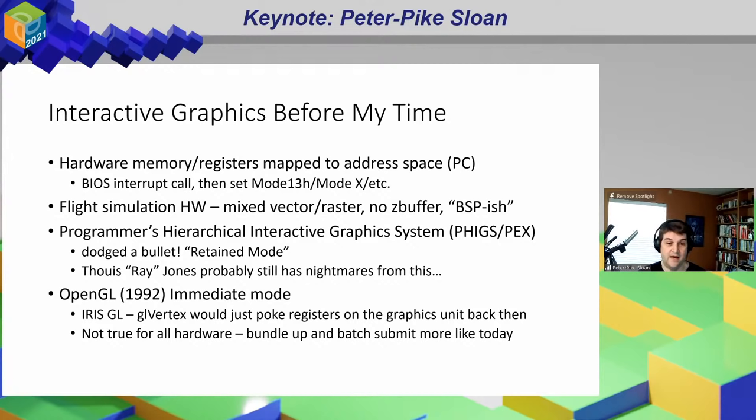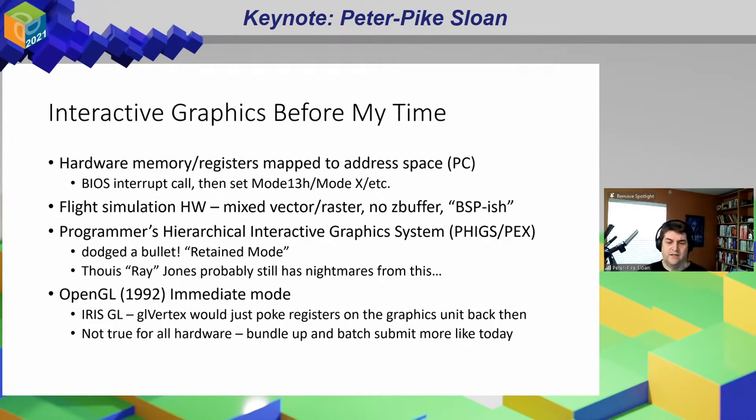There was an API that I luckily dodged, which was these retained mode APIs. So there was PHIGS and PEX, which stands for PHIGS Extensions to X. I have a good friend, Ray Jones. He probably still wakes up in a cold sweat, having had to implement the drivers for this on Evans & Sutherland hardware. And OpenGL had just come into play. So IrisGL had existed, OpenGL was 92, and I'm really going to start in 93 in my career.